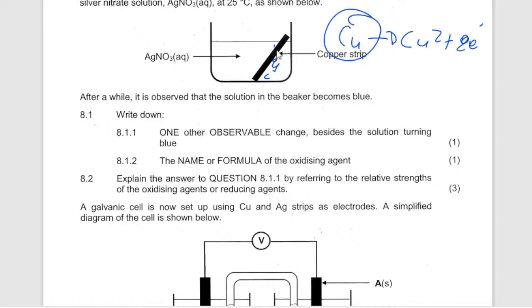So the mass of this copper is going to keep on decreasing. So that's another observation. Then 8.1.2, name the formula of the oxidizing agent here. Oxidizing agent means that it is reduced. It means that it's supposed to be lower in oxidation. It must have a weak reactivity. So that is the oxidizing agent. It means that it is reduced.